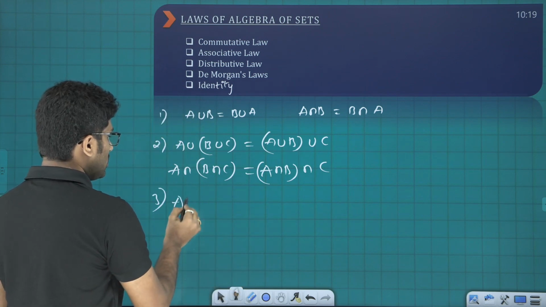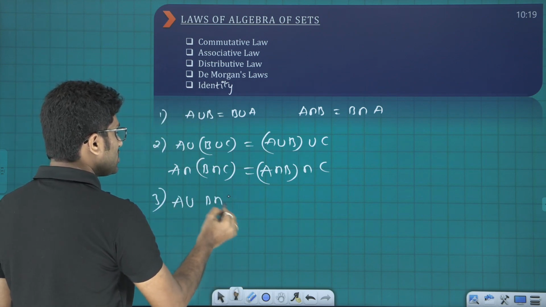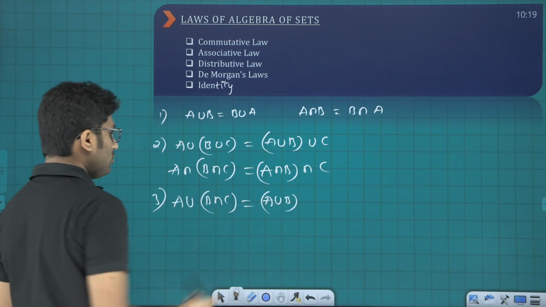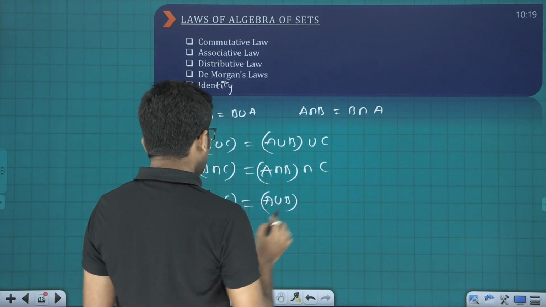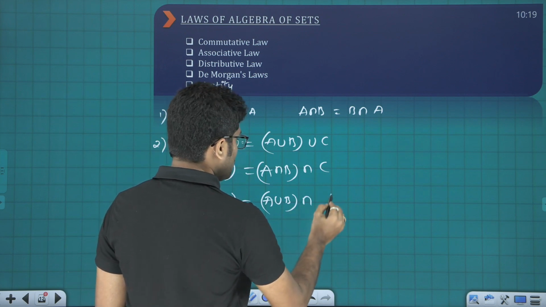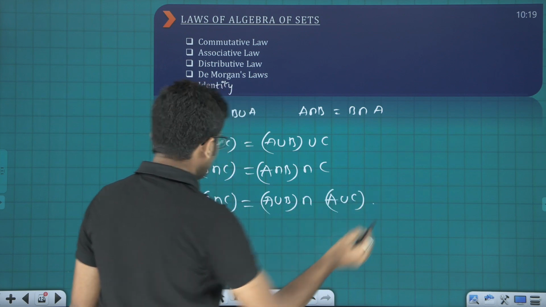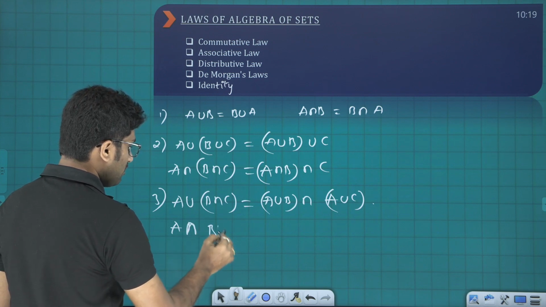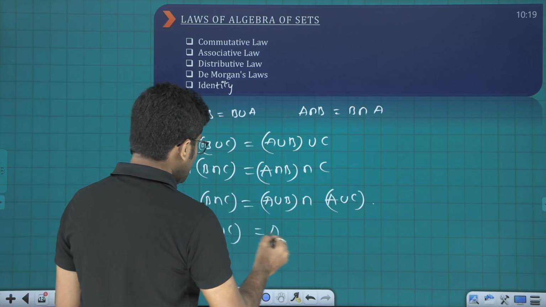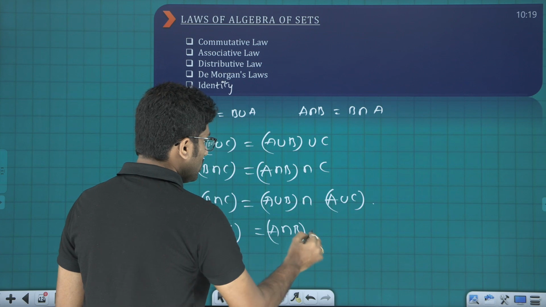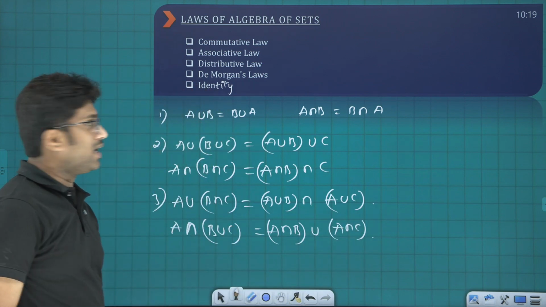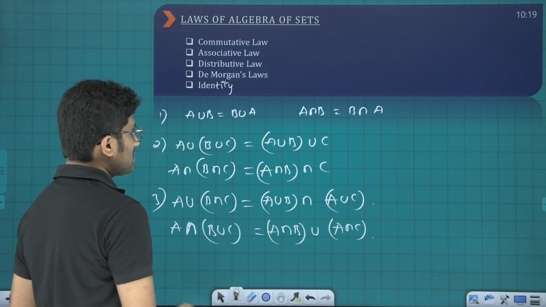Distributive law. A union of B intersection C is equal to distribution, friends. A union B intersection A union C. In the same way, A intersection of B union C is A intersection B union A intersection C. These are the different laws we have. Next, De Morgan's laws.